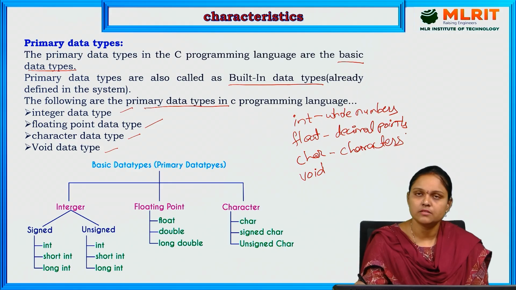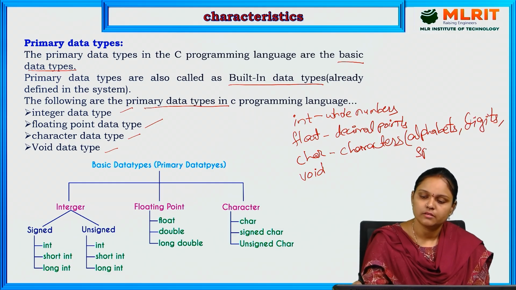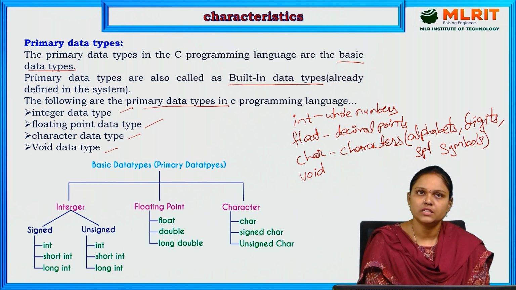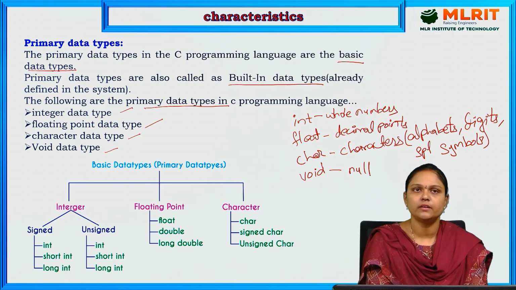So characters include alphabets, digits, and special symbols. And the void data type is used to store empty values. Null values can be stored in this void data type.